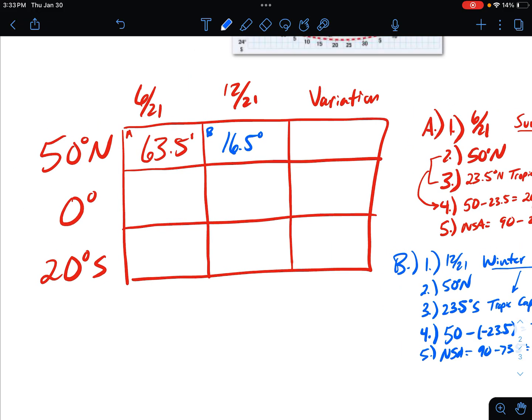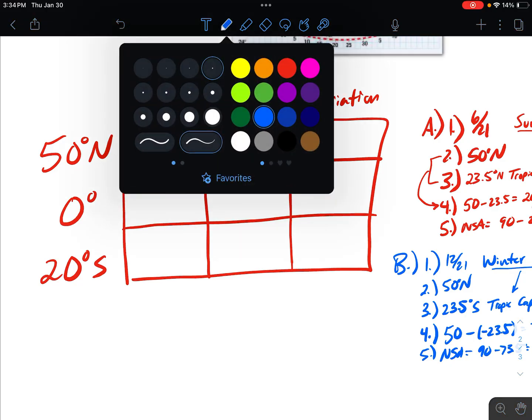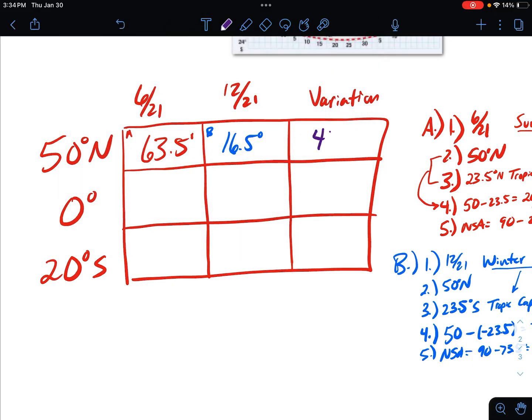Now, to answer the question for the variation, how much does the noon sun angle vary here? We need to take 63.5 minus the 16.5, and that gives us a variation of, I'll do that in purple, I guess. That gives us a variation of 47 degrees.